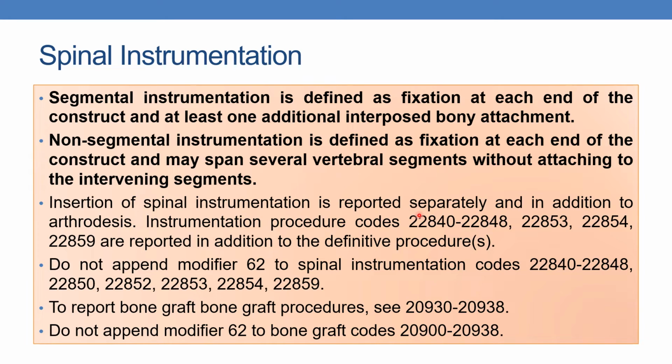Insertion of spinal instrumentation is reported separately and in addition to orthodesis. Instrumentation procedure codes which come under the range 22840 to 22848, 22853, 22854, 22859 are reported in addition to the definitive procedure. And one more important point is do not append 62 modifier to spinal instrumentation codes. And similarly, you need not append 62 modifier for bone graft codes also, which come under the range 20930 to 20938.